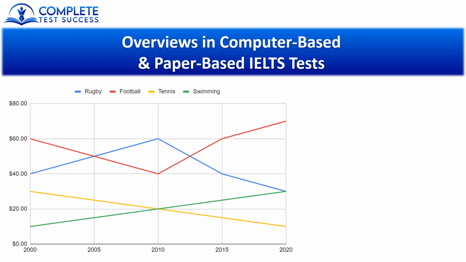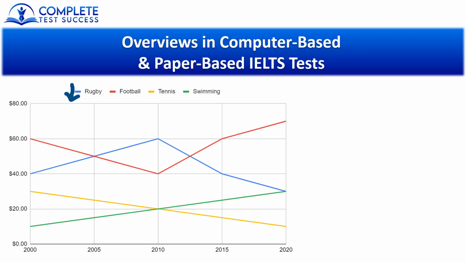So on this graph, I would look at the blue line and we can see when we compare 2000 with 2020, that is a decrease. So I draw an arrow down next to rugby, next to the blue line. Just so that I don't have to remember, I'll draw the arrow and that way I can see it clearly.